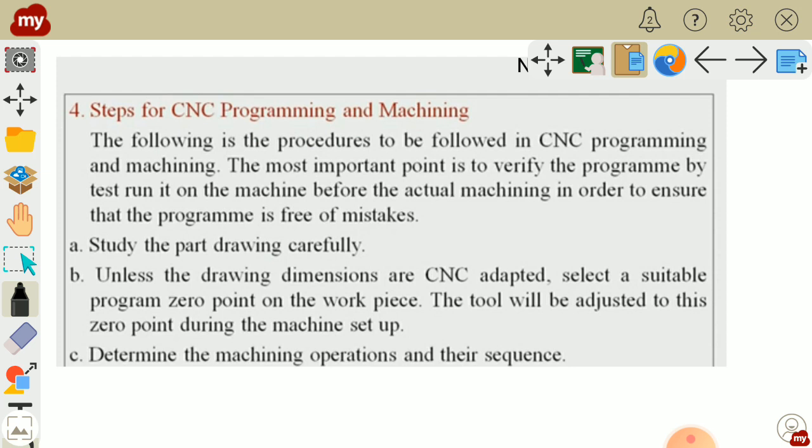So which are the steps? First, study the part drawing carefully. Second, unless the drawing dimensions are CNC adapted, select a suitable program zero point on the workpiece. The tool will be adjusted to this zero point during the machine setup. Right. Third is determine the machining operations and their sequence. Which operations we need and what sequence we want, we should identify that.